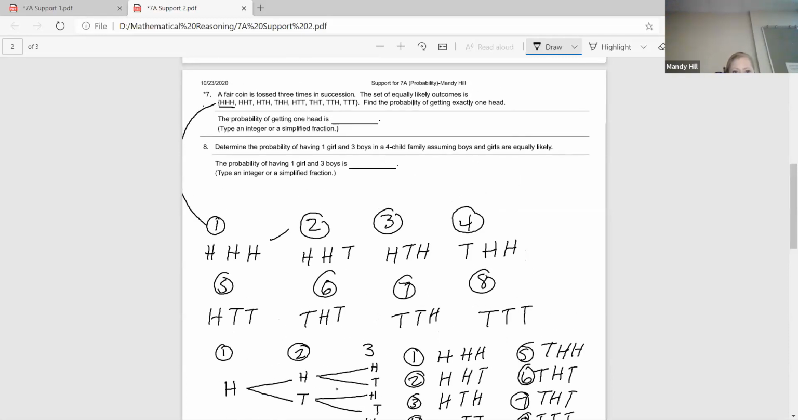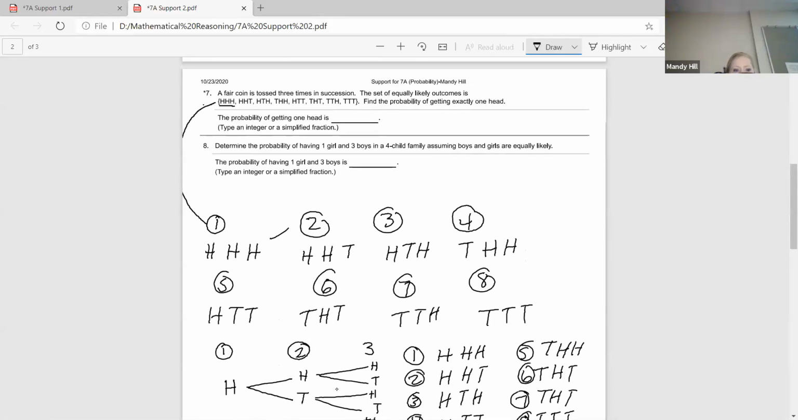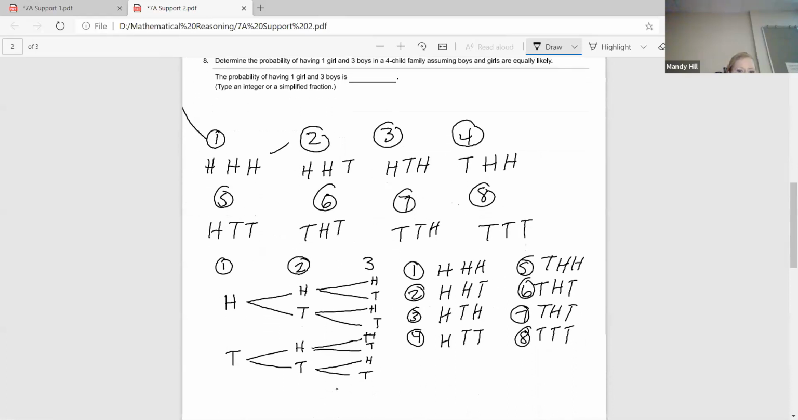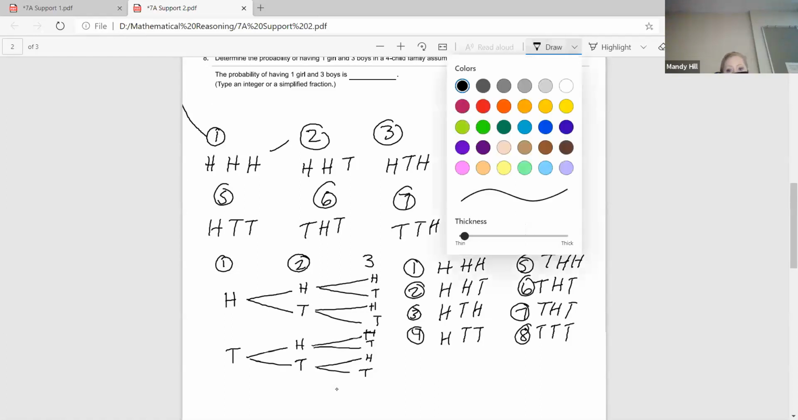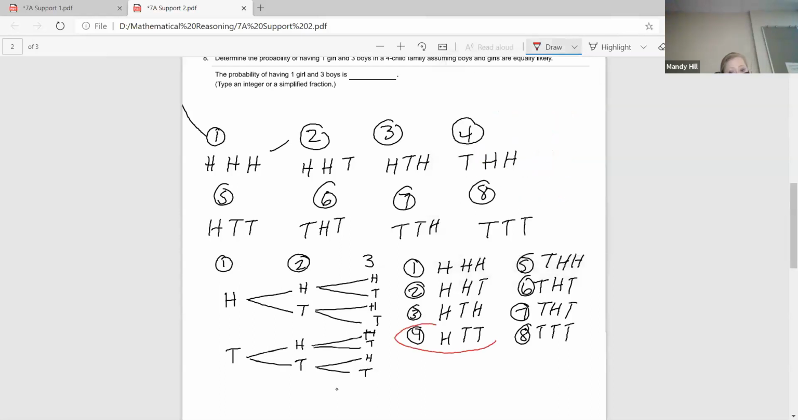So the problem says the probability of getting just one head when you flipped them. Well, we know already that we're picking something out of 8 because there's 8 things here. So if we just want one head, well, this one has 3, this one has 2, this one has 2, this one has 1, right? So that one would count. This one has 2, this one has 1, this one would count.